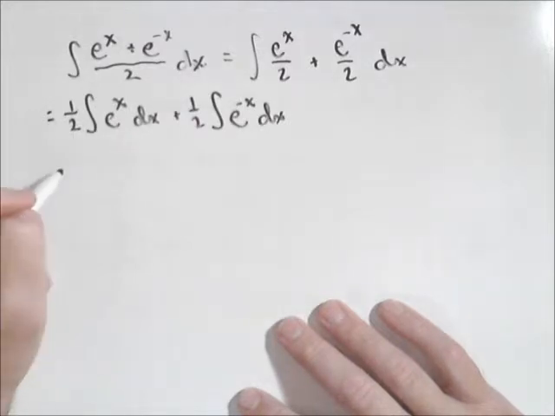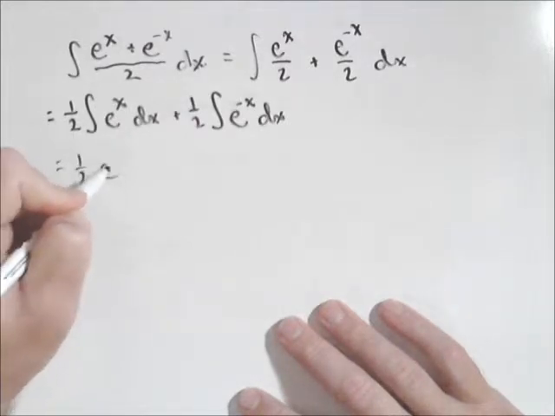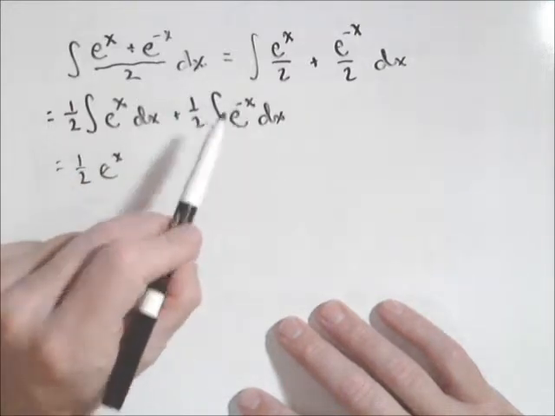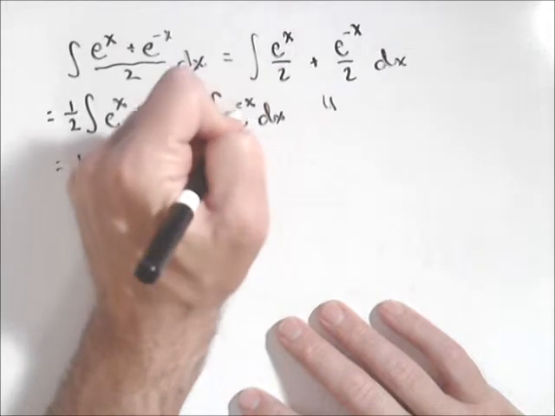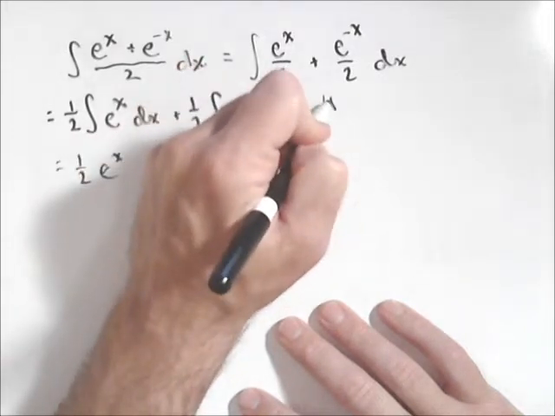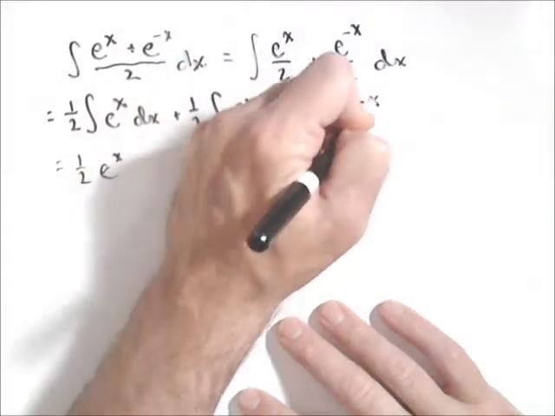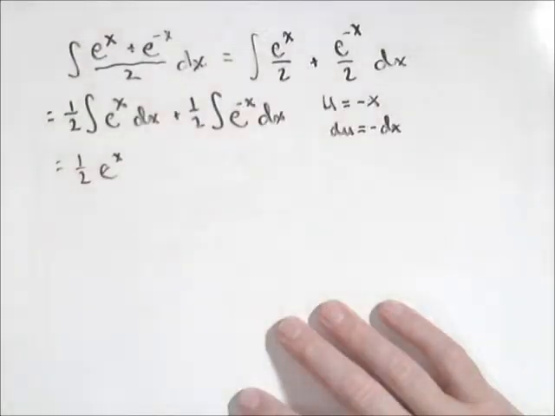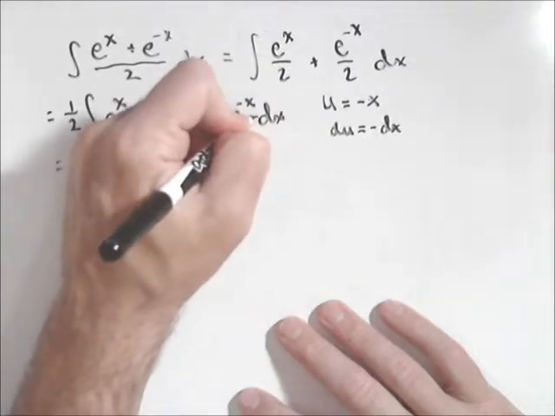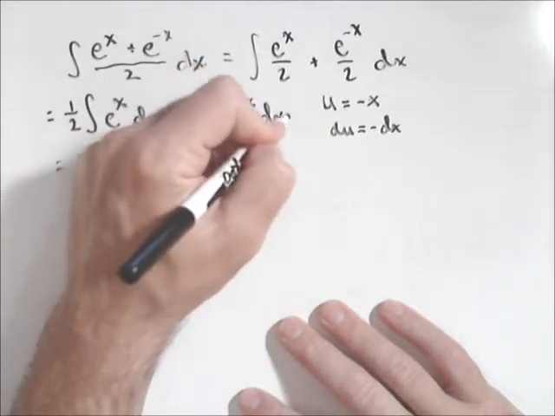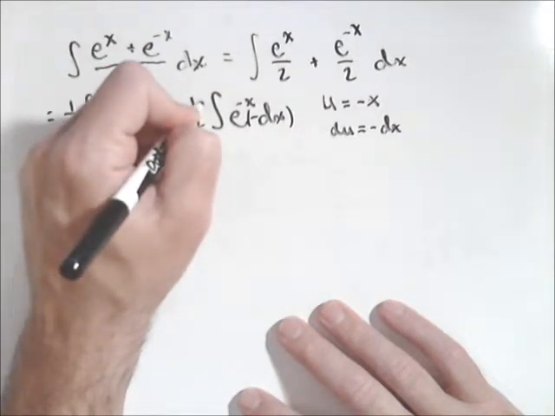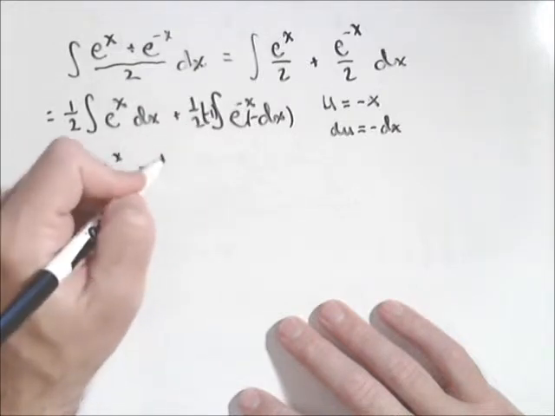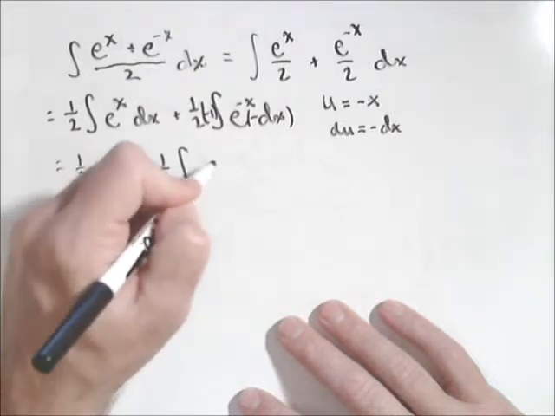First part is easy, it's just 1/2 e to the x because the antiderivative of e to the x is e to the x. The second part we might want to go ahead and use a u sub because we have more than just x up in the exponent. So u equals negative x, therefore du equals negative dx. So what that tells me is I need a negative on my dx. Well, to compensate for that, I'll multiply by a -1 outside. So I have a negative 1/2 times the antiderivative.